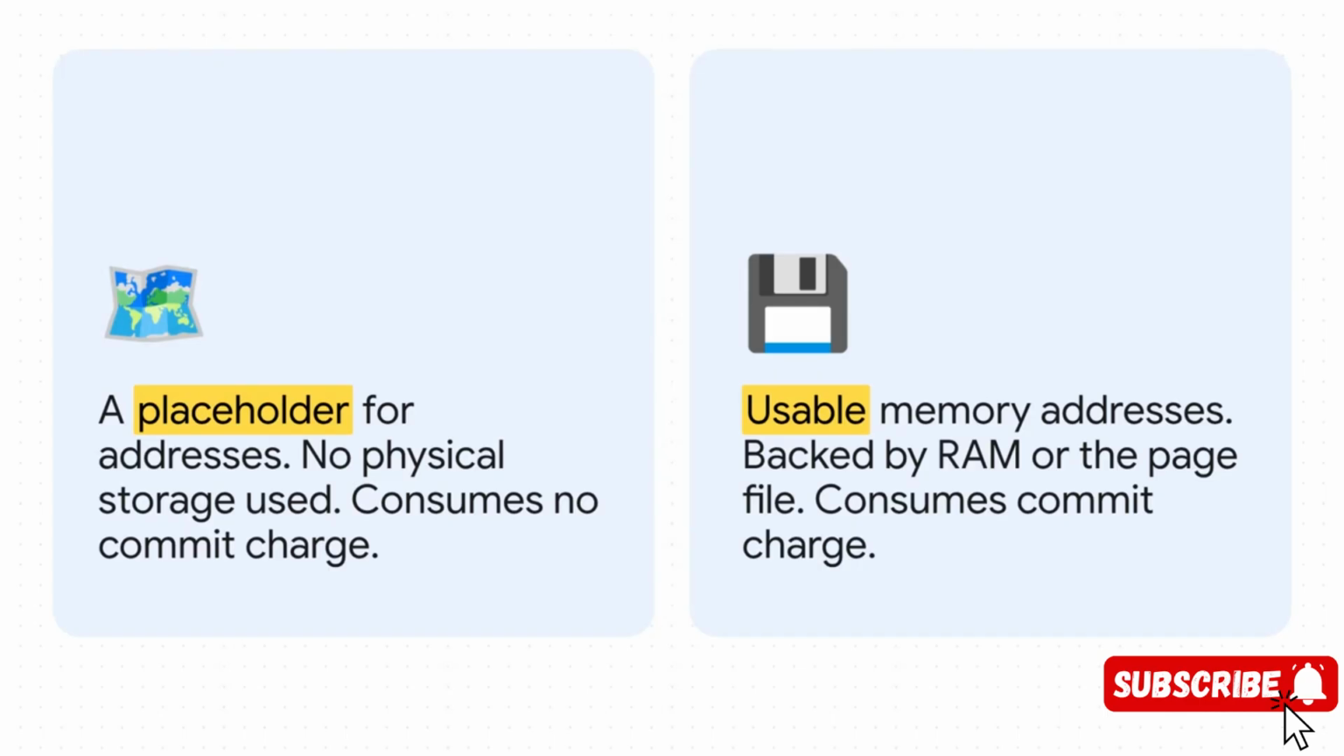And you know, the real kicker here is the difference in cost. Reserving address space is basically free, but committing it is what actually eats up your system's real resources. This is what adds to the commit charge you might have seen in Task Manager. It's the total amount of memory the OS has promised to all running apps. This whole two-step dance lets apps plan ahead without hoarding physical memory until they absolutely have to.